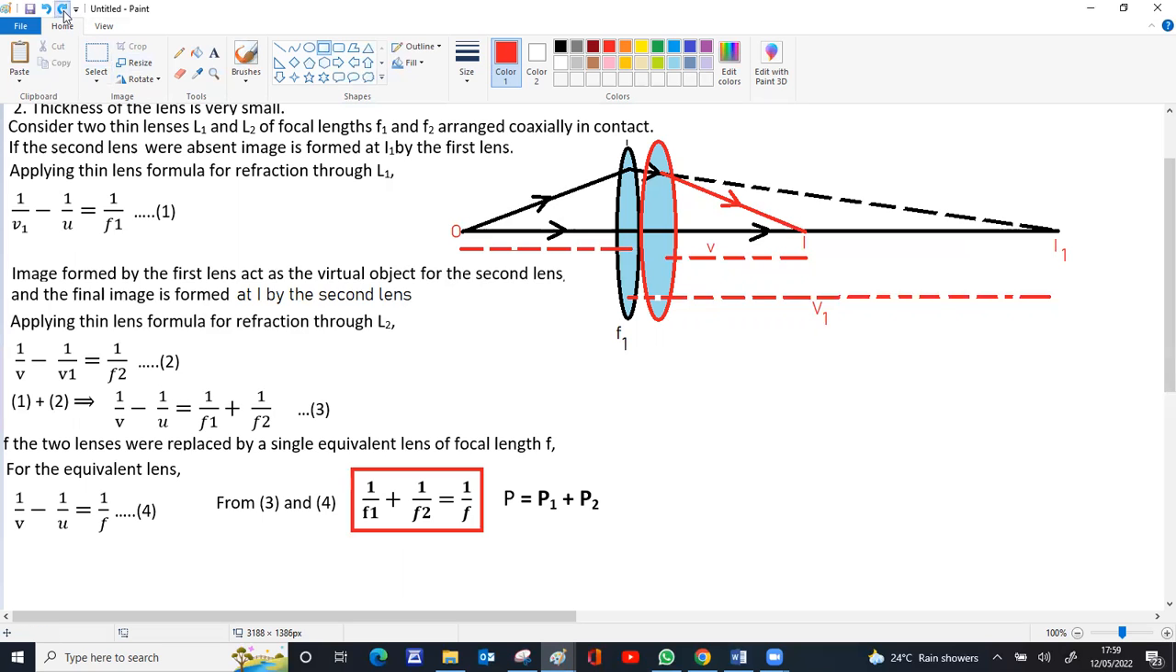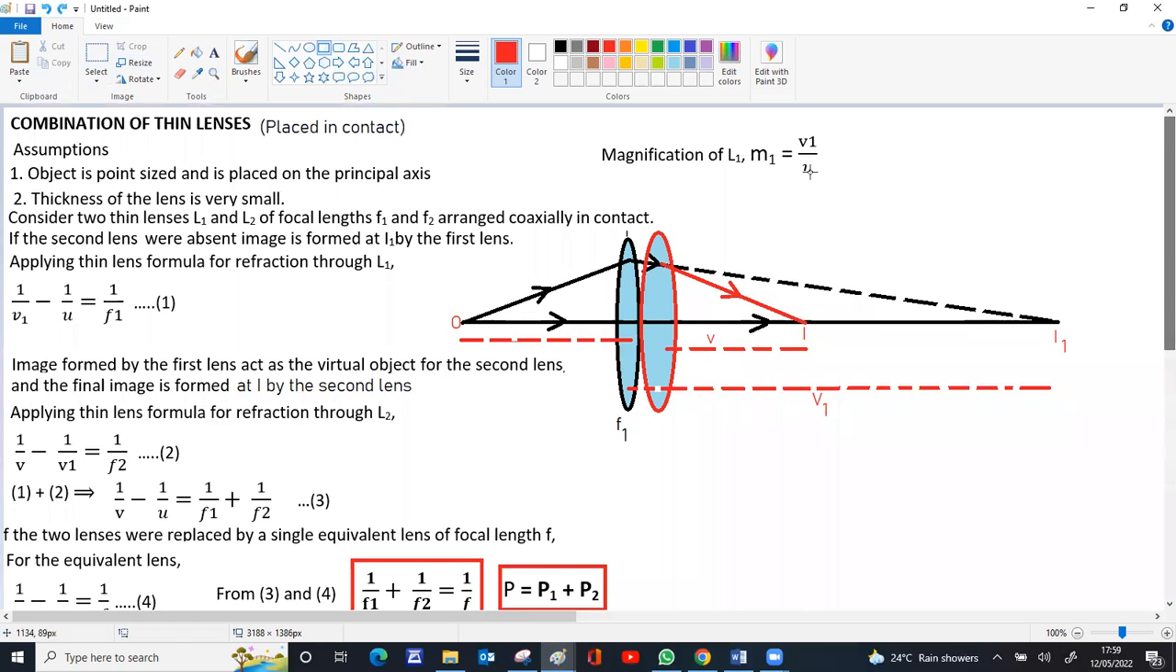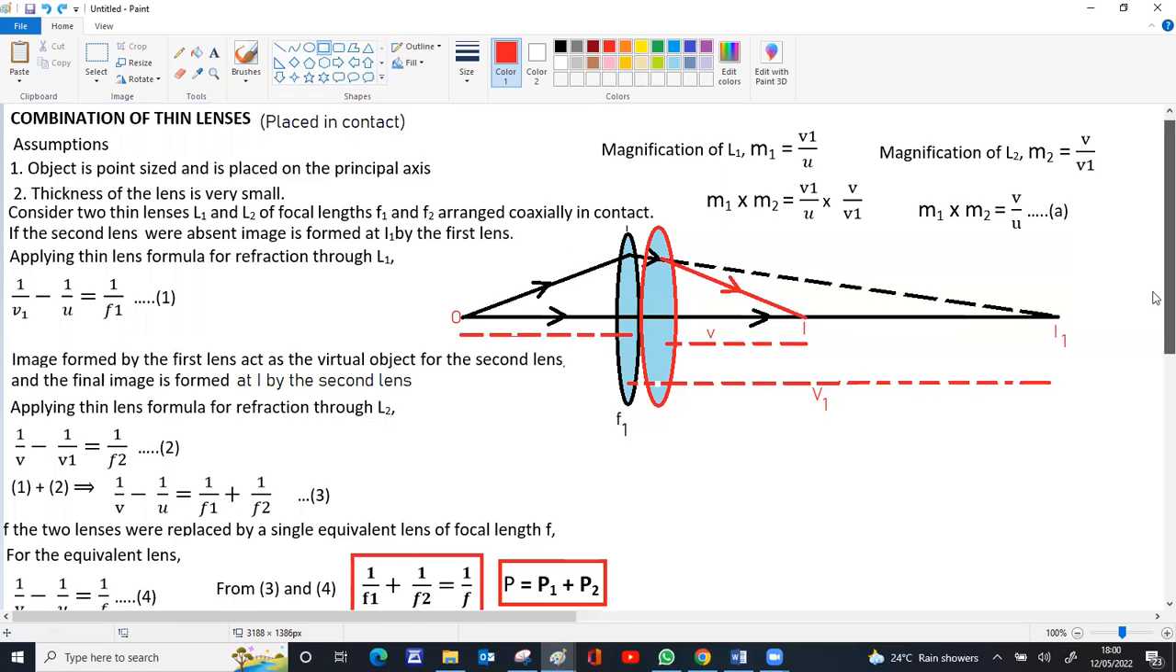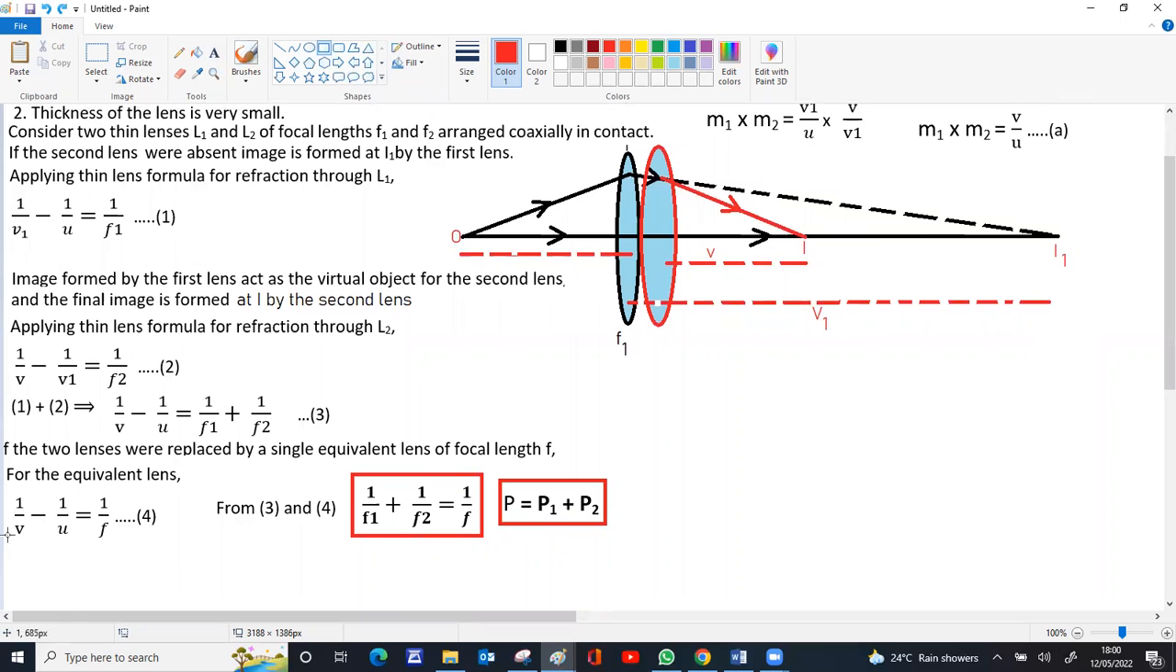If you check the magnification part, for the first lens, magnification is image distance by object distance, v1 by u, is M1. For the second lens, magnification is image distance by object distance, image distance v by object distance v1. So v by v1. Product of M1 and M2: v1 by u into v by v1. v1 gets cancelled, only M1 into M2 equal to v by u. Now, if you find the magnification for the effective equivalent lens, it is image distance by object distance, v by u. So for the equivalent lens, magnification is v by u. Both together, v by u is M1 into M2. If we combine A and B, we get the effective magnification as the product of the magnifications.